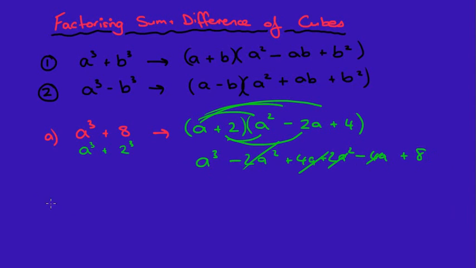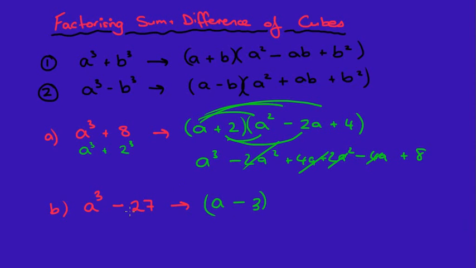Okay, let's have a look at a slightly more challenging one. We're going to do a cubed minus 27. Well, actually, it's not much more challenging. It's pretty much the same. Okay, so let's start off the same. We're going to cube root both. We get a minus 3 because 3 cubed is 27.